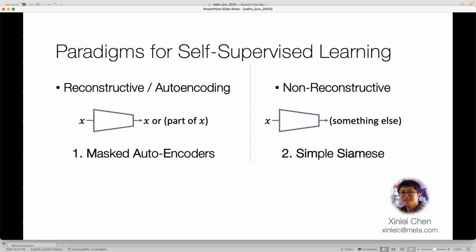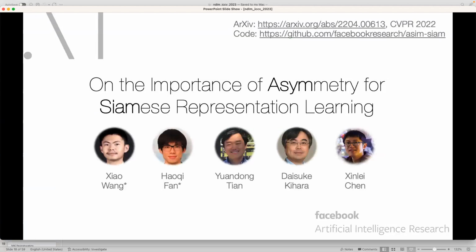So I've talked about these 2 paradigms for self-supervised learning. One is reconstructive, the other is non-reconstructive. For the remaining time, I'm going to talk about a less known observation we have made when we studied Siamese learning. This is to study the asymmetry for Siamese representation learning.